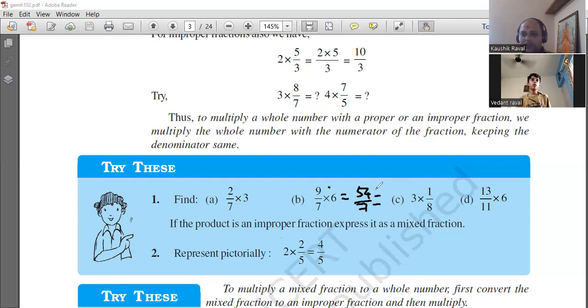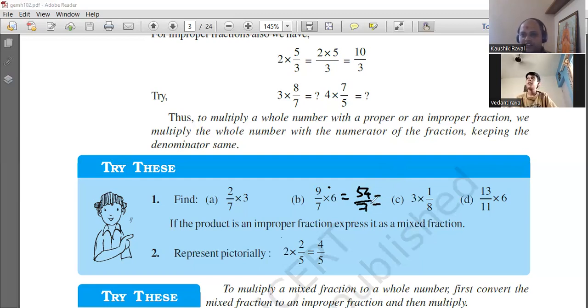Say out the table loudly, no problems. It's just the two of us. 7 ones are 7, 7 twos are 14, 7 threes are 21, 7 fours are 28, 7 fives are 35, 7 sixes are 42. Then go on, keep on going.